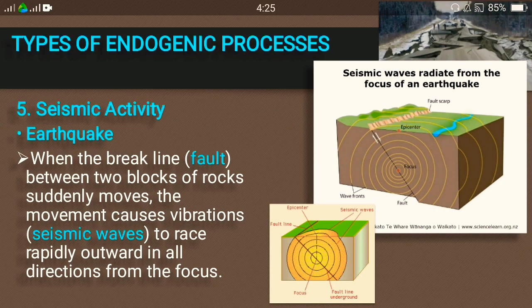Number 5, seismic activity. It describes the types, frequency, and size of earthquakes that happen over a period of time in a certain area. When the break line or fault, which is based on the illustration given, between 2 blocks of rock suddenly moves, the movement causes vibrations, known as seismic waves, to radiate rapidly outward in all directions from the focus.